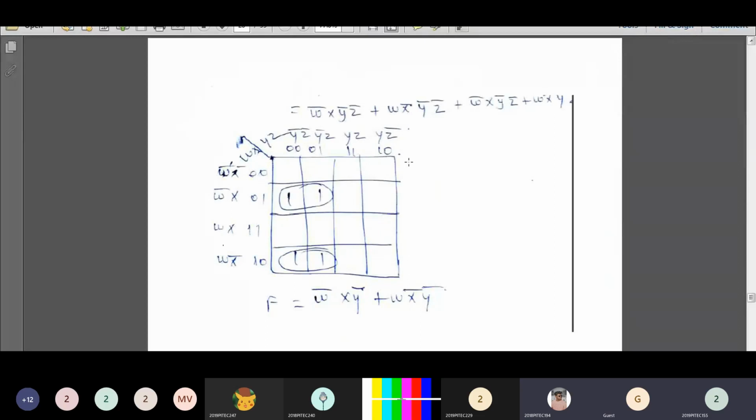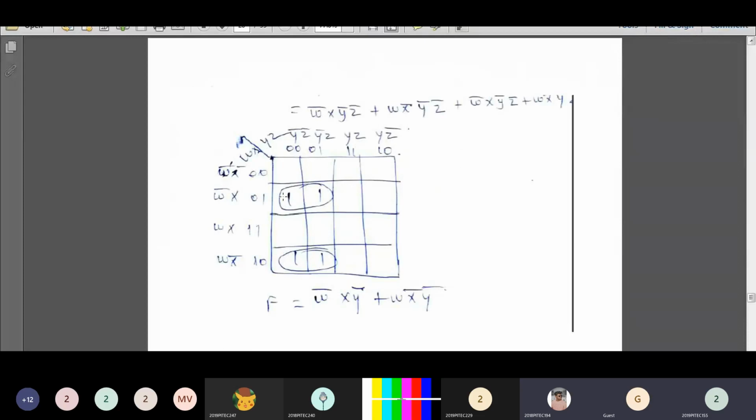The second one is W dash X Y dash Z dash. This cell represents the min term. Like that, you have to put one for the given product terms. After that, you have to group the ones. Here you'll be having two ones. You can group like this. You can group like this.